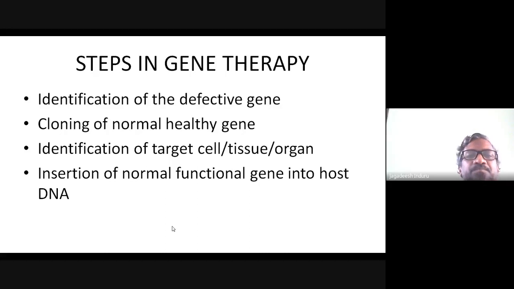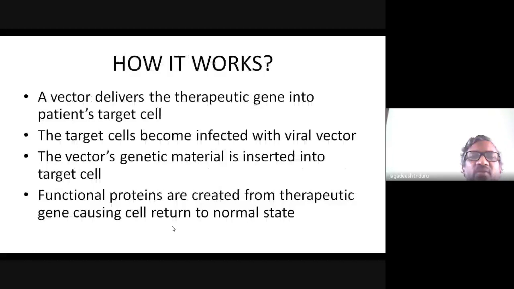So how does it work if we have all these steps? What will happen is a vector delivers the therapeutic gene into the patient's target cell. A vector is inert and not harmful to the body by itself. Even if you give a blank vector, it will not cause any damage to the host. That is actually what an ideal vector is.